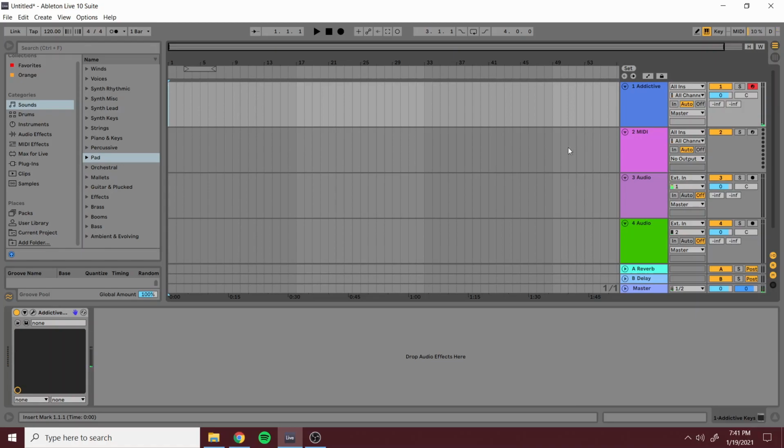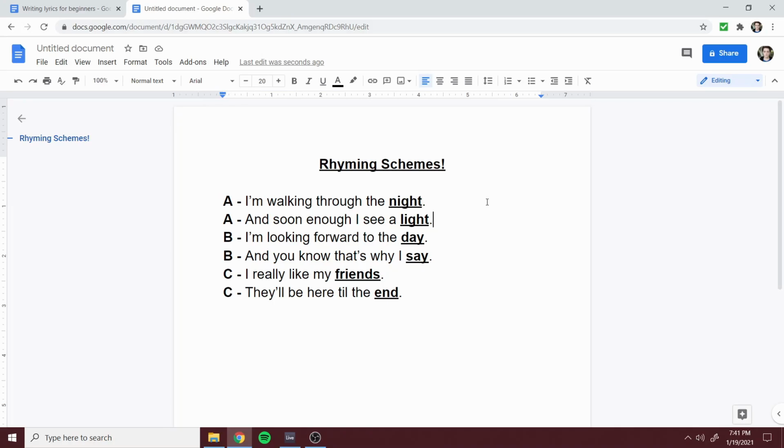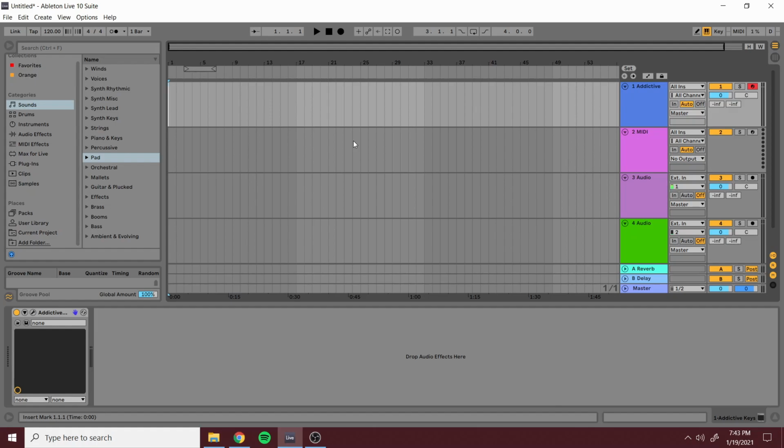Okay, so now if we go back to our lyrics, that would be: I'm walking through the night, and soon enough I see a light. Simple, like that. You want to start off like that. Well, not each word its own note, but you want to make sure that you're playing a note for each one of the words. Okay, so real quick, I'm going to give you a tip.